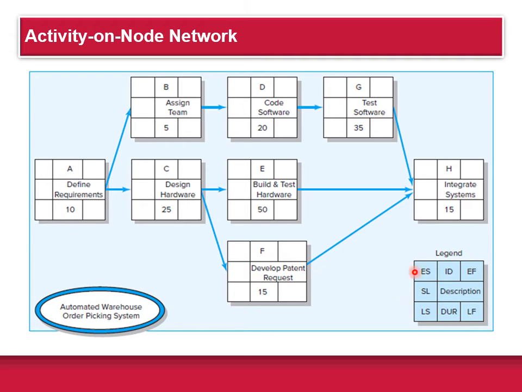As we go through here, we're going to figure out ES for each one of these. That's the early start time. We're going to figure out EF for each of these, that's the early finish time, the slack time, and LS and LF. Each of these are going to be filled out. So when this is done, we're going to have numbers in each of these little blocks that are empty right now.